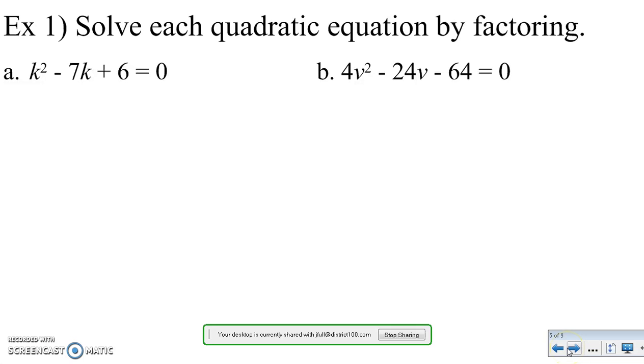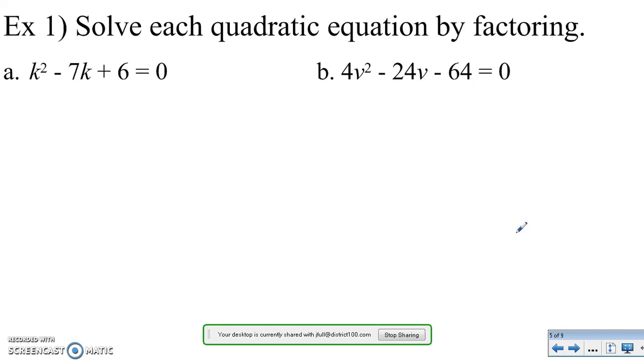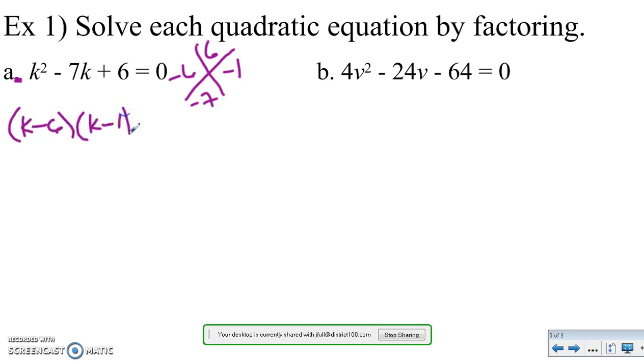First problem here. Check to see if there's a GCF first. In this first problem, can I divide k squared, 7k, and 6 by anything? I cannot. Since I cannot take a GCF out, and it's already equal to 0, I'm going to go ahead and make my X. 6 goes on the top, negative 7 goes on the bottom. So my two numbers that multiply to give me 6 and add up to negative 7 are negative 6 and negative 1. Since there is nothing out front here, I don't need to go through the AC split process. I can go right to my parentheses. So that means I have k minus 6 and k minus 1.